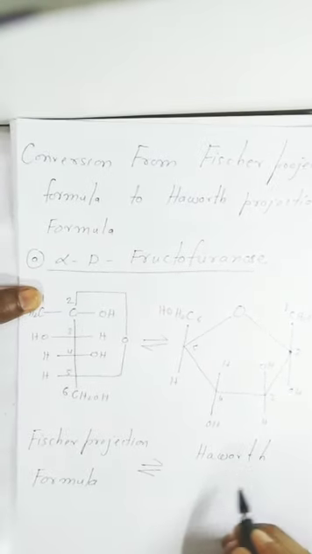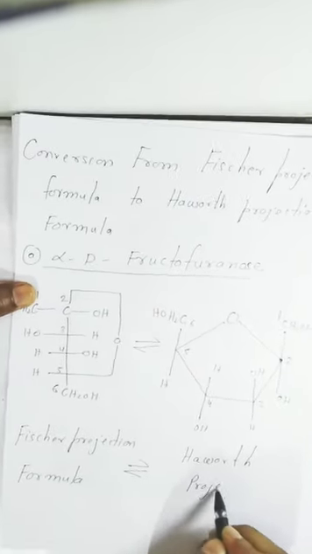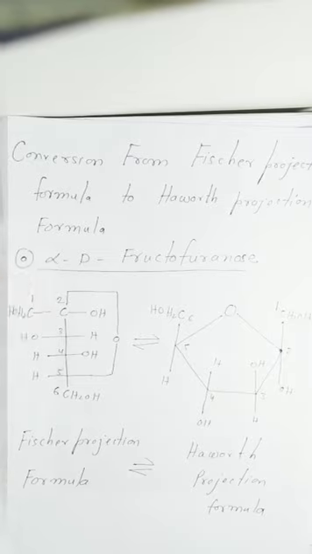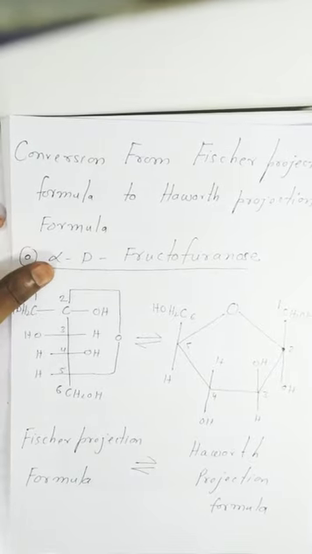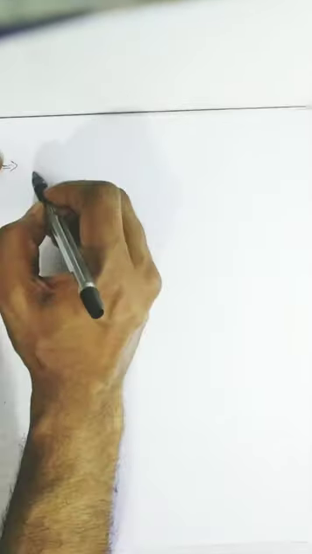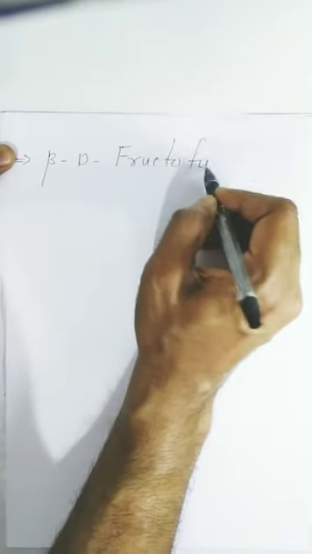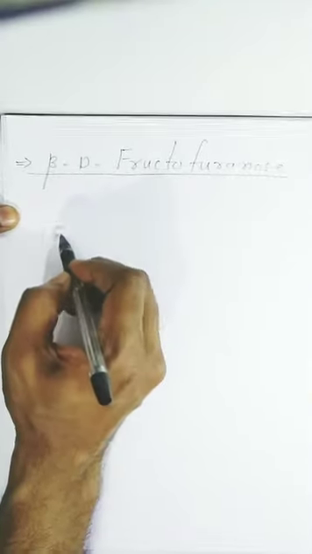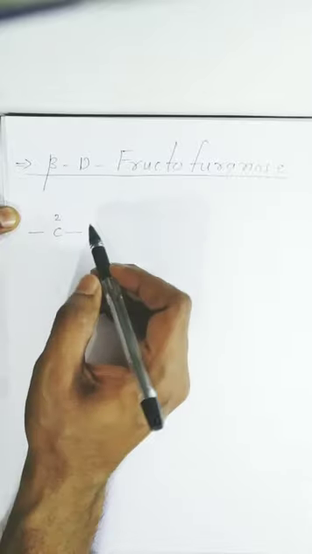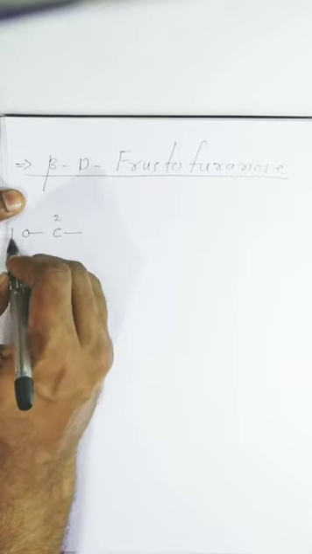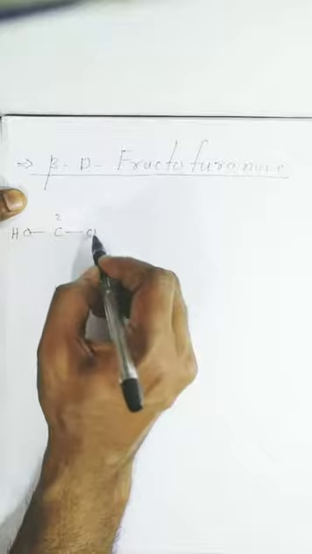Haworth projection formula. Now second, students, we are going to see how we convert beta D fructofuranose into the Haworth projection formula. If you want to convert into Haworth, you have to first write down the beta D fructofuranose Fischer projection formula. Second carbon. Now second carbon students, on left hand side there will be OH and right hand side will be CH2OH.